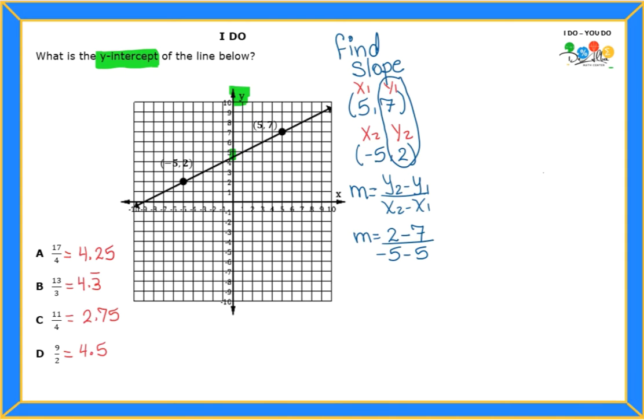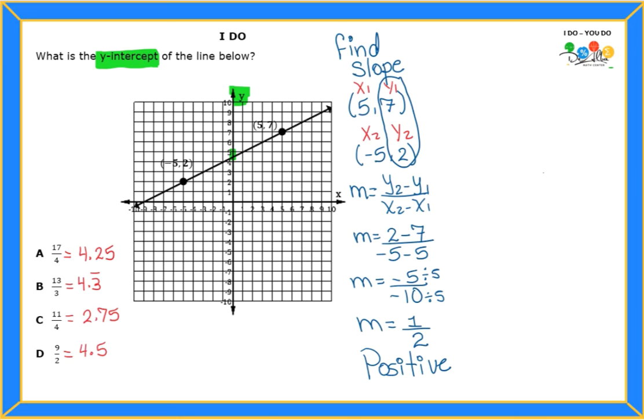Okay, good so far? All right, let's move on. m equals, what's 2 minus 7? It's -5. Very good. What about -5 minus 5? It's -10. Okay? If you simplify that, a negative divided by a negative gives you a positive. And simplify means I want to find the number that can divide both of them. And that gives me 1 over 2. What kind of slope is that one? The slope is positive, exactly.